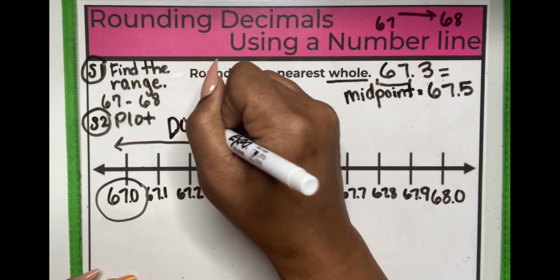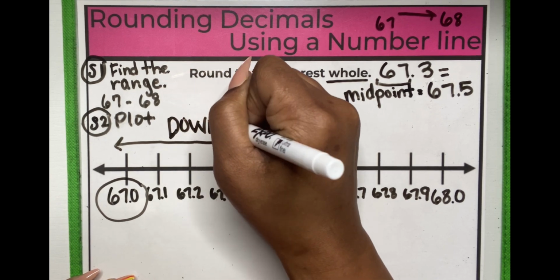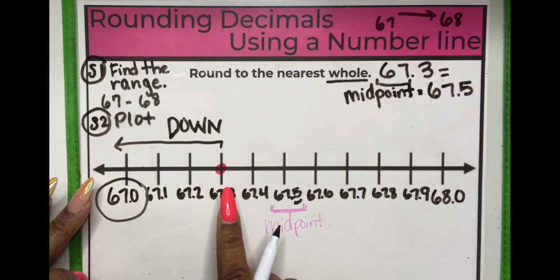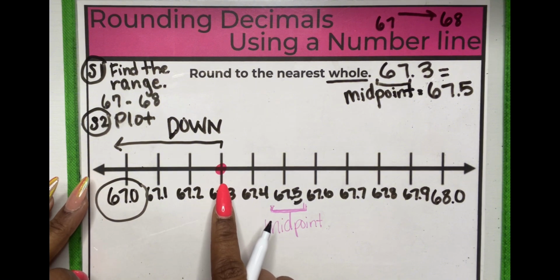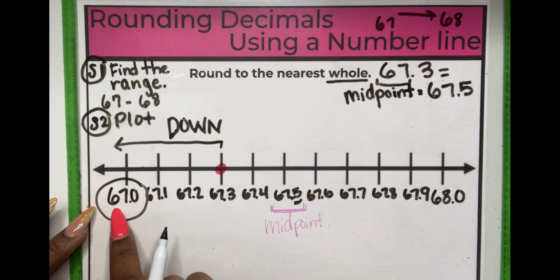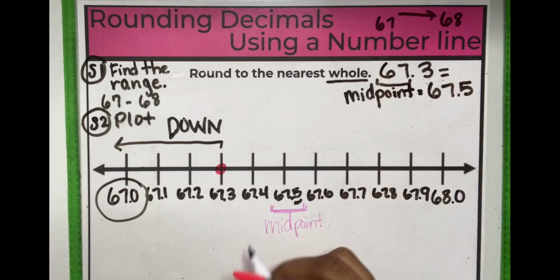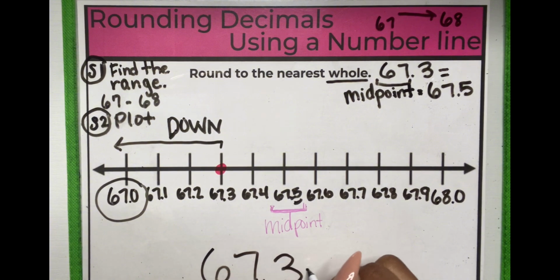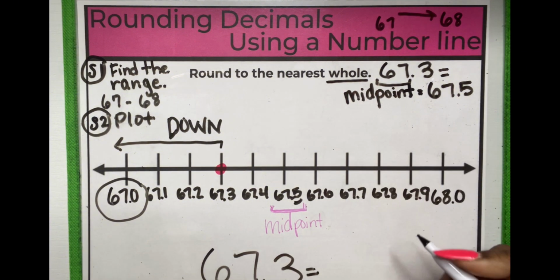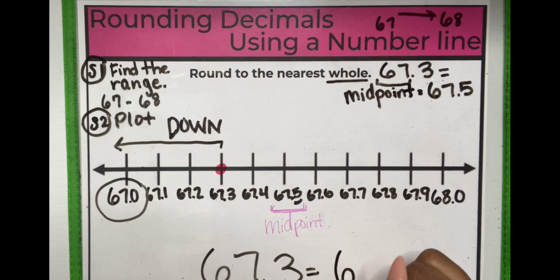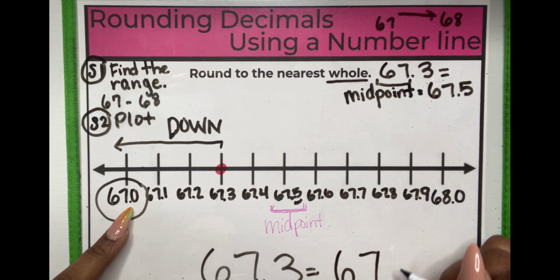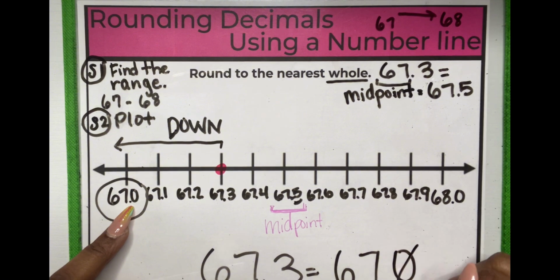And why did it round down? Because if you look at the distance, this is much closer to 67 than it is to 68. So 67 and 3/10 rounded to the nearest whole number would be 67. You don't have to put the 0, but you can.